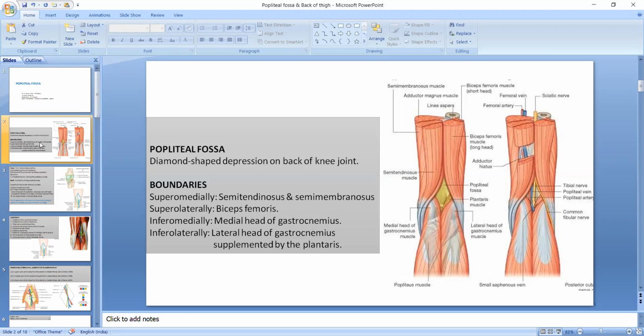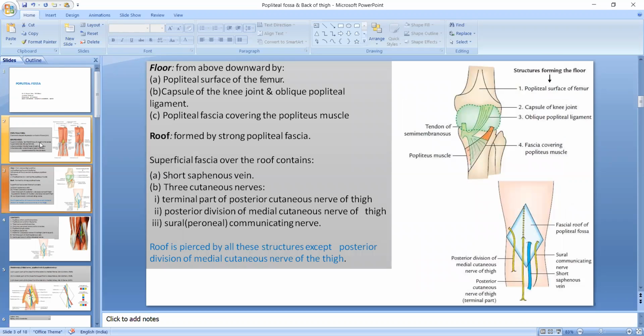So we will discuss boundaries. Superiorly, there are the semitendinosus and semimembranosus muscles, and superolaterally the biceps femoris. Inferiorly, the medial head of the gastrocnemius, and inferolaterally the lateral head of the gastrocnemius, supplemented by the plantaris. Now the floor, from above downwards.